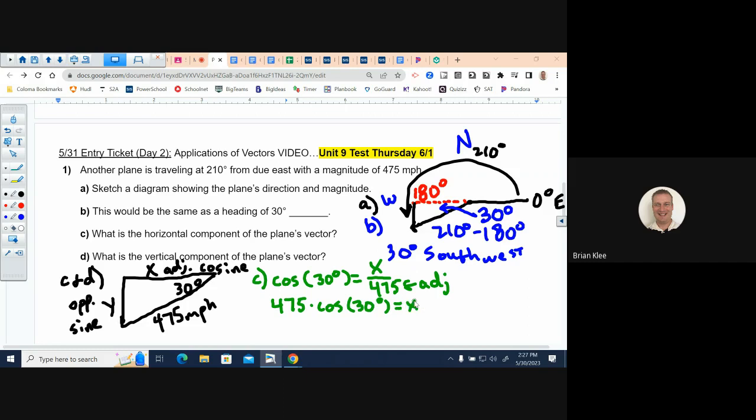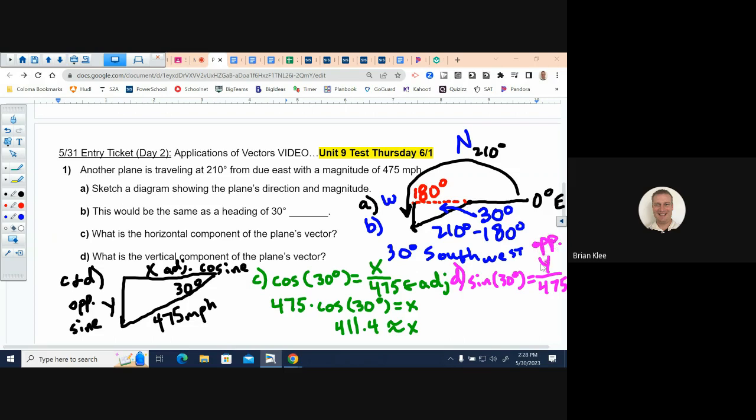So we grab our calculator, we type that in, and we get a horizontal component of about 411.4. Okay, the vertical component, I'm a little short on space, but I think I can fit it in here. So now we're working with opposite. So the sine of 30 degrees equals our vertical component, we're going to call it y, over the hypotenuse again.